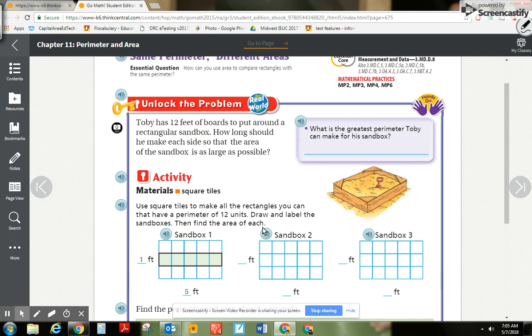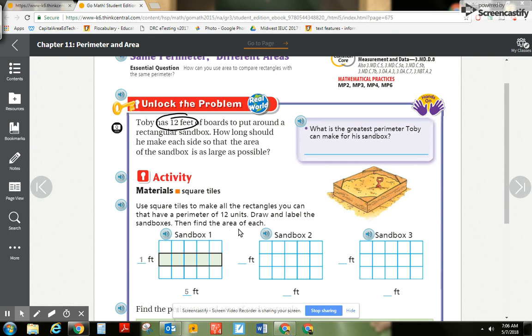All right, here we go. It says Toby has 12 feet of boards to put around a rectangular sandbox. How long should he make each side so that the area of the sandbox is as large as possible? So what we need to find is what is the greatest perimeter Toby can make for his sandbox. And we know that perimeter is the space around an object. And our perimeter needs to be 12.